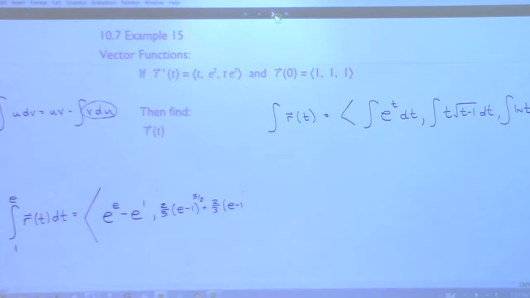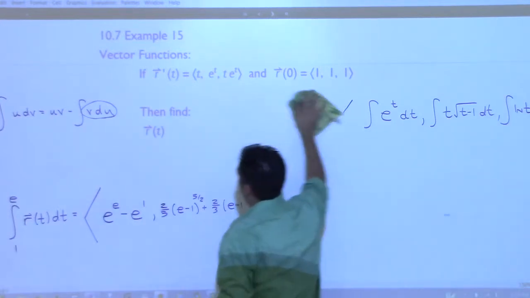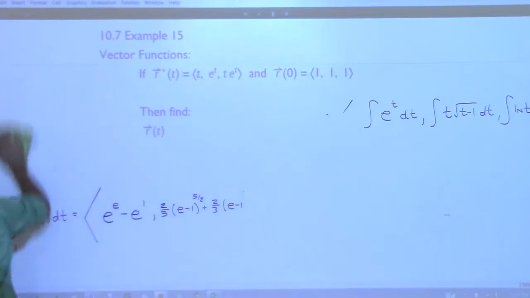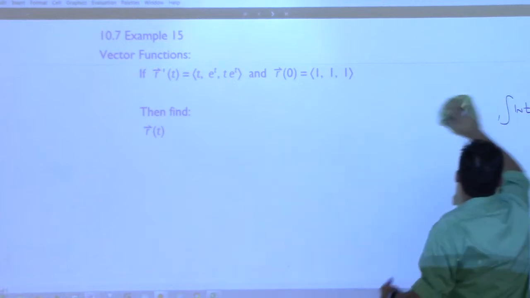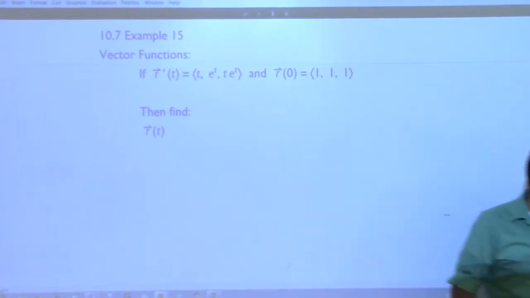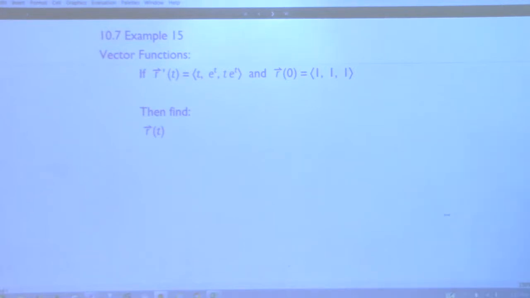Yeah, let's do this one first. Okay. I don't want to integrate that, but I guess we will. So look at this one. This one says find r of t, all right? Find r of t, and they're giving you the derivative of it. But they also give you one other piece of information.